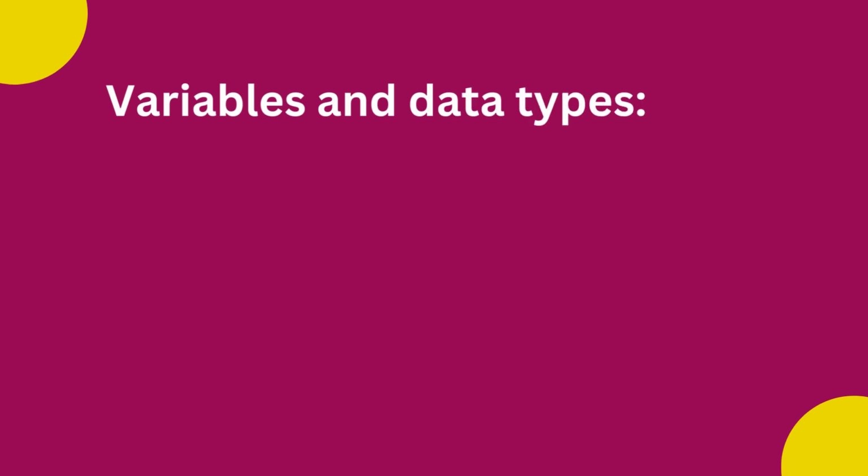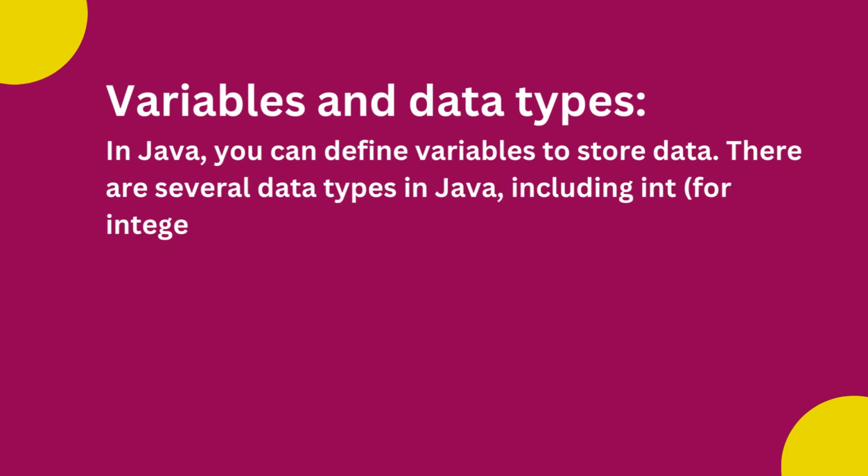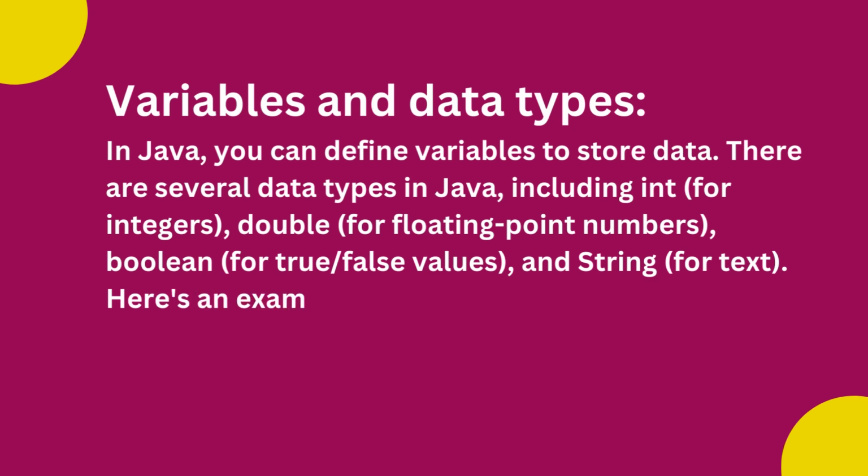Variables and data types. In Java, you can define variables to store data. There are several data types in Java, including int for integers, double for floating point numbers, boolean for true/false values, and String for text. Here's an example program that uses variables.